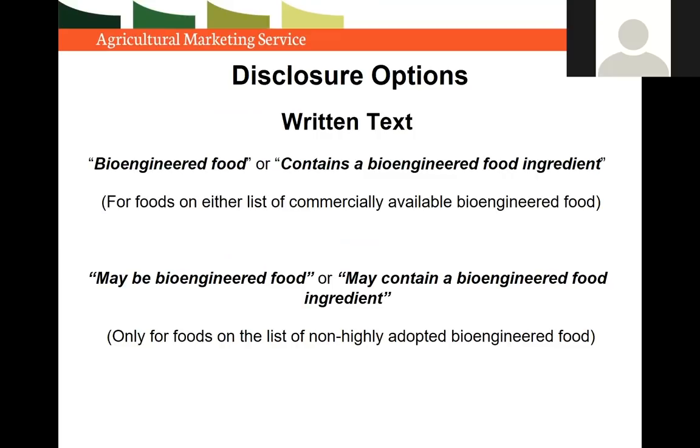Now back to the lists. For food on the non-highly adopted list, we're actually proposing several disclosure options. For BE foods commercially available but not highly adopted in the United States, the disclosure would be made using one of the following statements: bioengineered food, may be bioengineered food, contains a bioengineered food ingredient, or may contain a bioengineered food ingredient. We are particularly interested in your input on these topics. Please provide us with your comments on the use of the term may and on how bioengineered foods on either of the lists should be required to be disclosed.